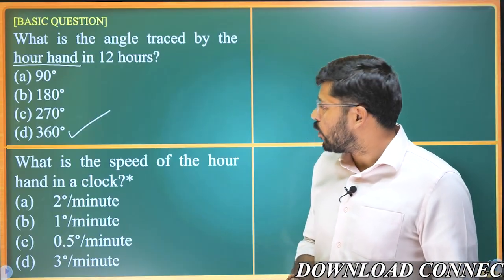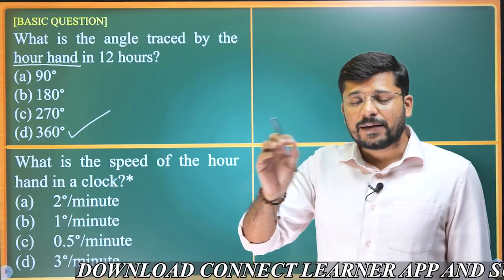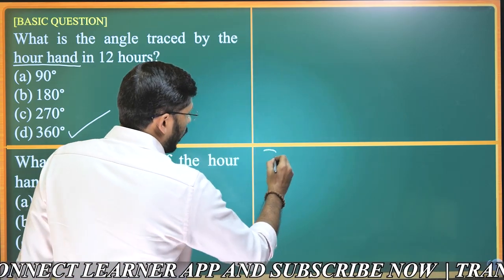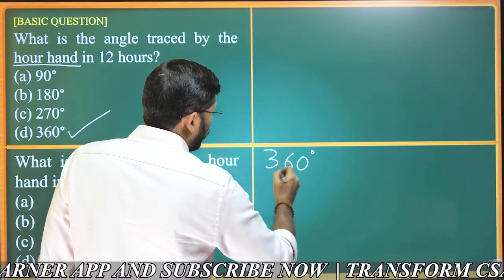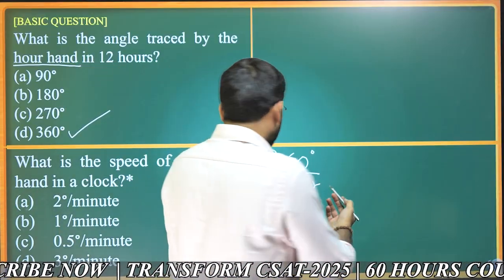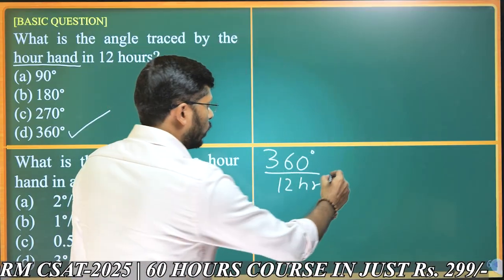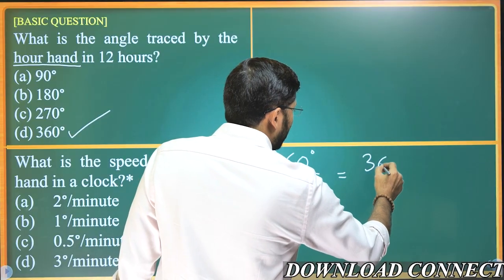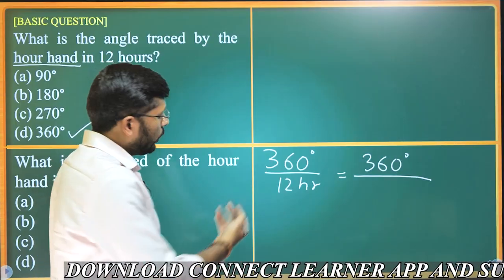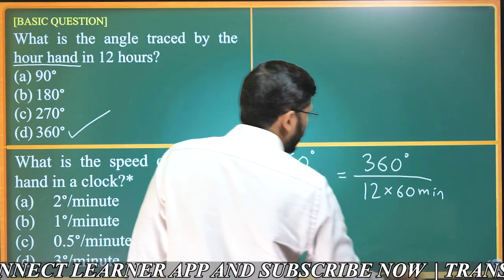What is the speed of the hour hand in a clock? Now we shall find this out just the same way we found out the speed of the minute hand. How? We know that the hour hand makes 360 degree in 12 hours. Here we have hours, but all the options are in minutes. So we will convert hours into minutes. So this would be 360 degree divided by 12 hours. How do we convert 12 hours into minutes? 12 into 60 minutes. And this is our answer.